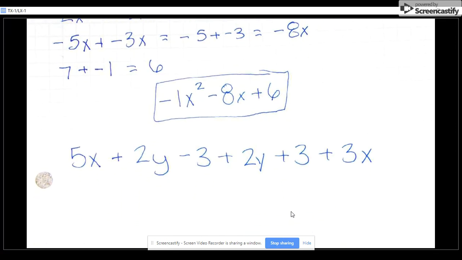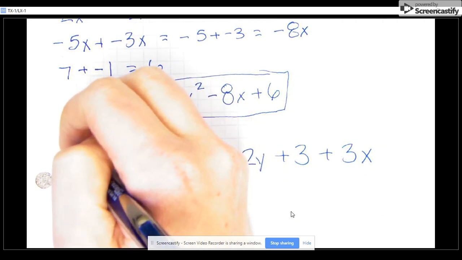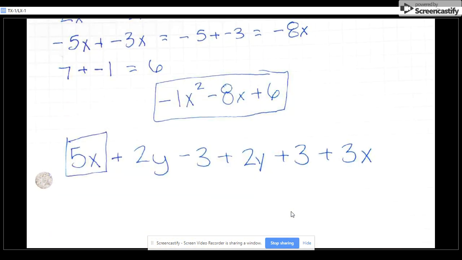Now, sometimes it doesn't give you x's with squares or cubes or any of those powers. Sometimes they just have different letters. The same idea applies. I'm going to find anything that has an x by it.